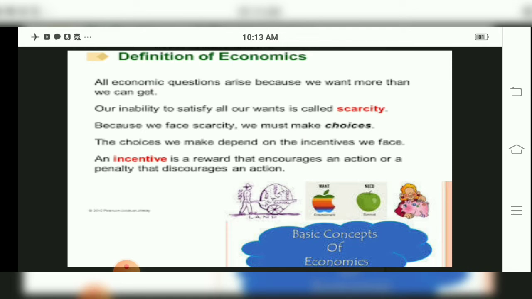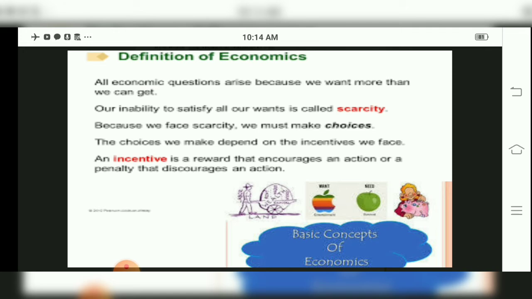If that thing I am requiring in an emergency, in need, I will purchase another commodity. So I make a choice. When I make a choice, children, when the things are less, that means scarcity is there. So the choices will be dependent on the incentives we face. Whatever choices we make in our life, whatever we select, it depends upon our requirement, how we will face that, and what need criteria I can fulfill for that particular commodity. So it depends upon our choice, and scarcity also matters.